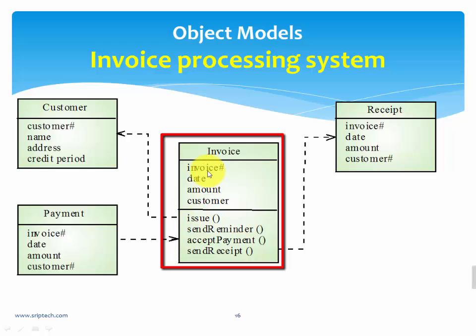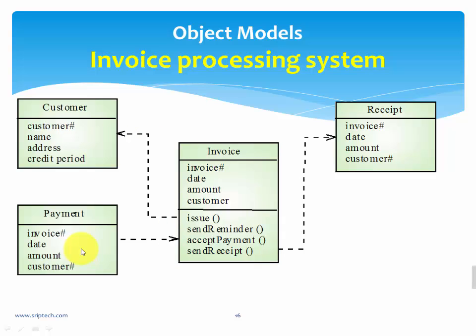Now this invoice object is actually communicating with other objects. The invoice object is communicating with the customer object, the payment object and the receipt object. So we call this object communication. Now how are the customer object and invoice object connected with each other? Very simple. If I want to issue an invoice to a customer, I make use of the issue method of the invoice object to talk to the customer object.